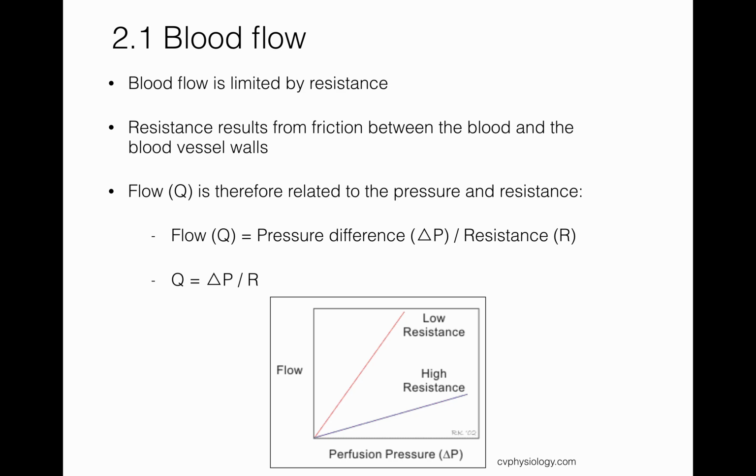Blood flow is limited by resistance. Resistance is the result of friction between the blood and the blood vessel walls. Flow, Q, is related to the pressure and resistance and is expressed by the equation on this screen. That is, flow equals the pressure difference divided by the resistance. The graph on this slide illustrates that for a given pressure, flow is greater when resistance is low.